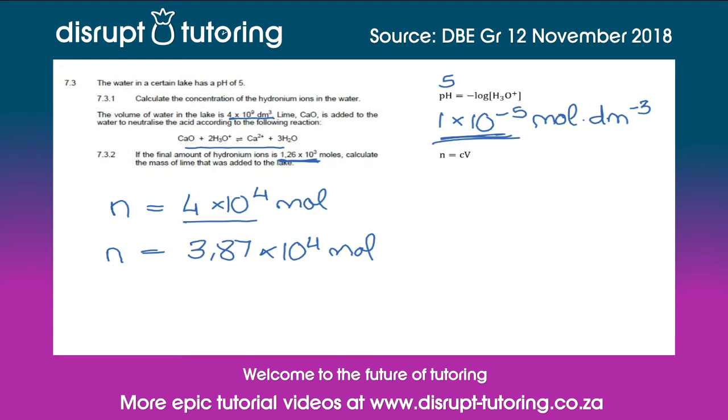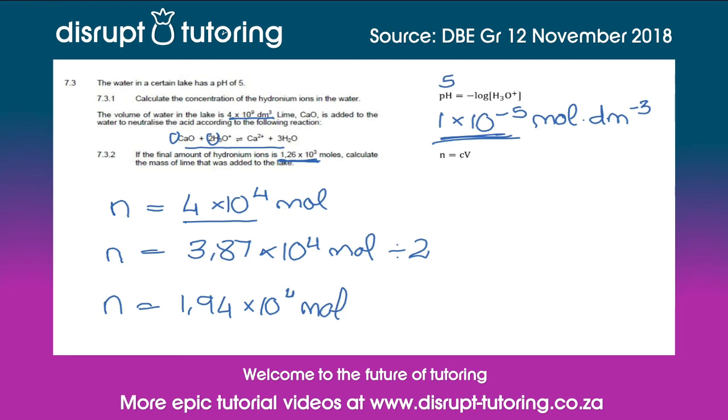Okay, and from the balanced equation, we can see that for every 2 moles of hydronium ions that react, only 1 mole of calcium oxide reacts. So that means that we divide this number of moles by 2 to get the number of moles of calcium oxide, and that gives us 1.94 times 10 to the 4 moles of calcium oxide.